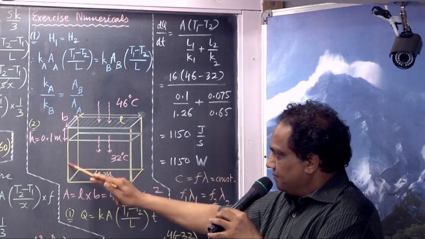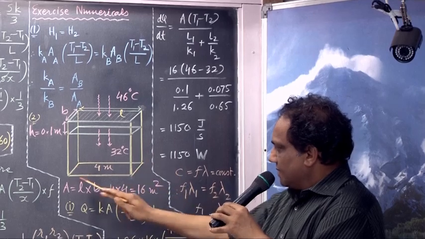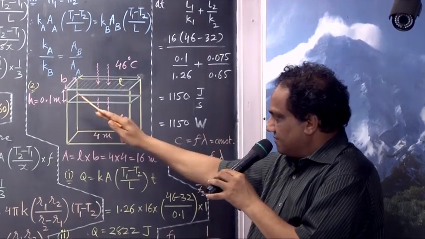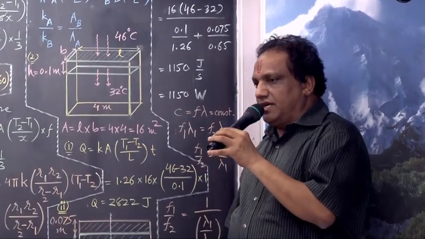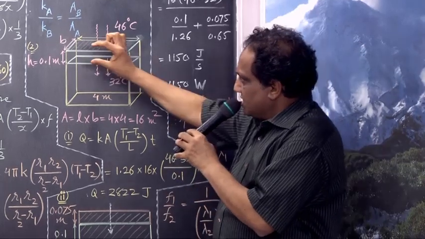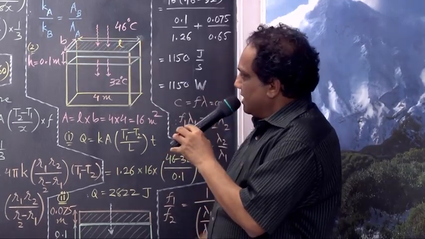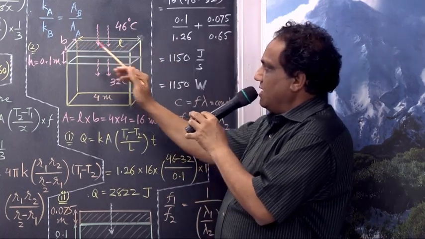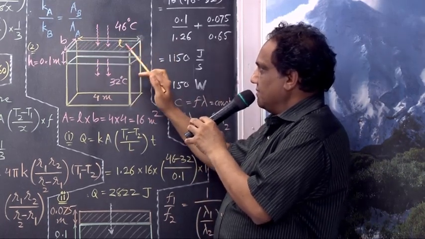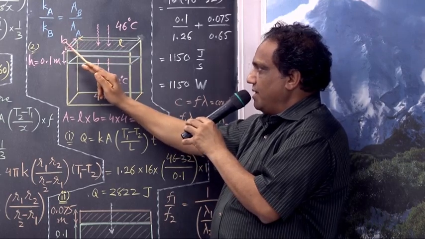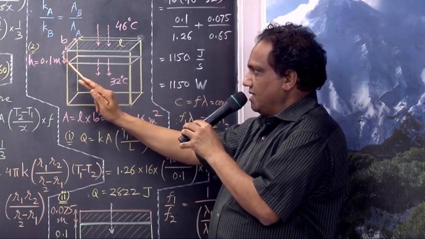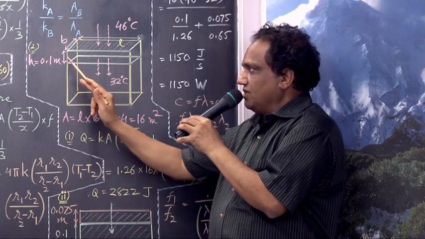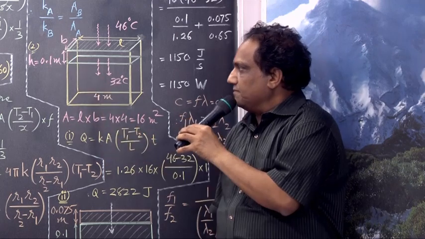Here is a room. Then here is its ceiling, made up of cement and concrete. This is the ceiling, nothing but a rectangular part. Let this be length L, let this be breadth, let this be height, the height or thickness of the slab.